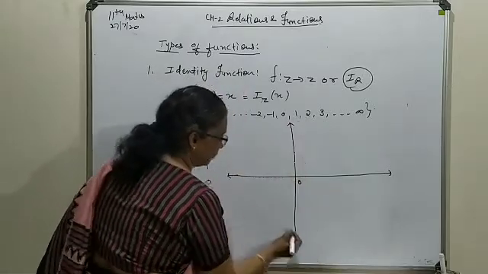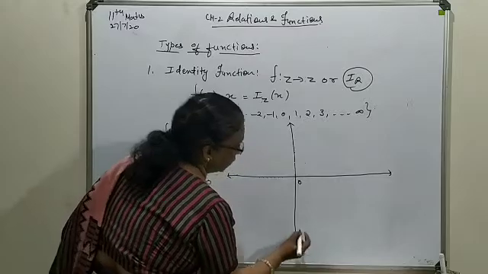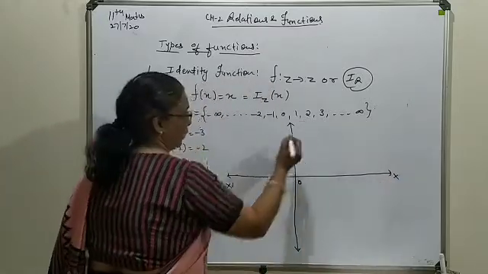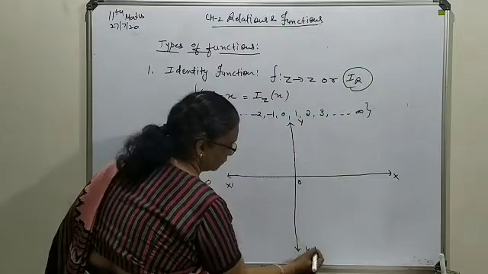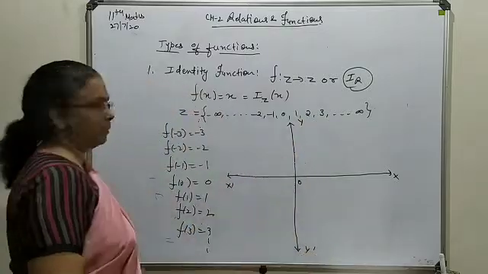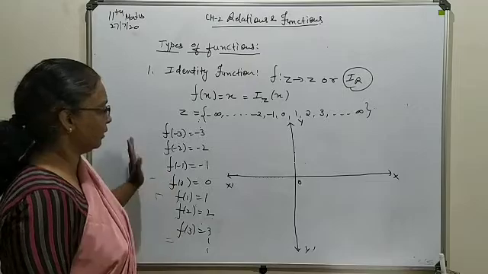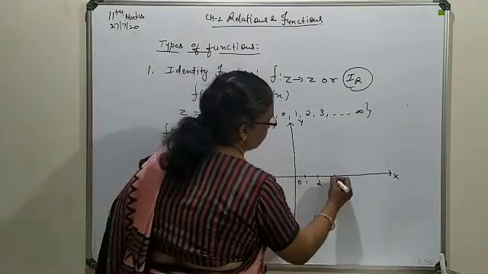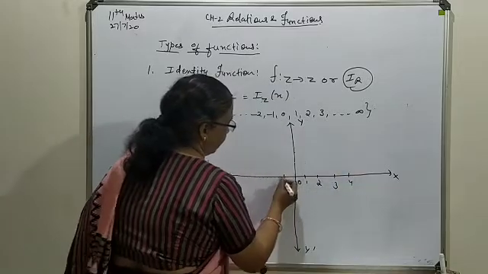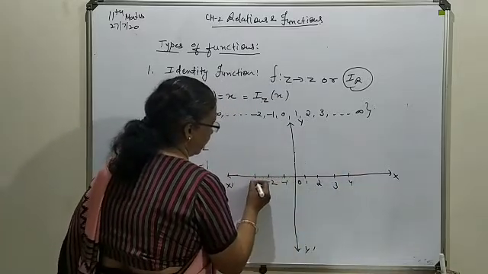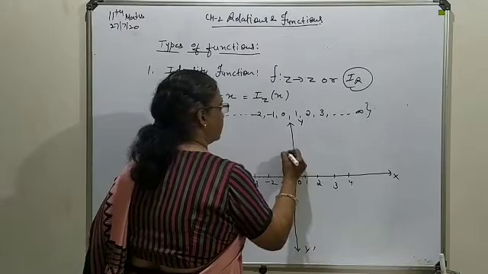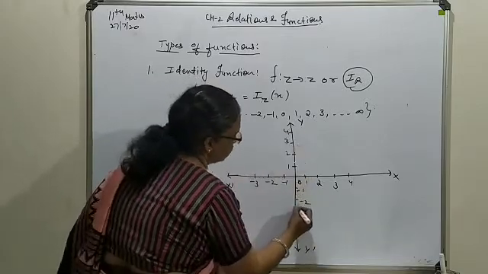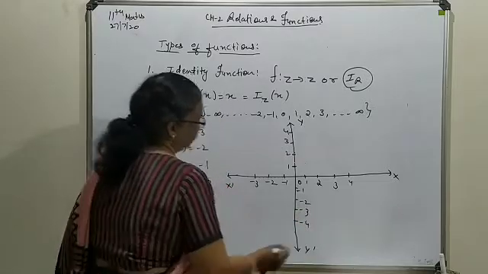I hope you are clear about locating a point on a graph. These are the four quadrants. Now locate the negative or positive solutions as x and y. This is 1, 2, 3, 4. Here it is -1, -2, -3, and +1, 2, 3 like that. This is -1, -2, -3, -4.